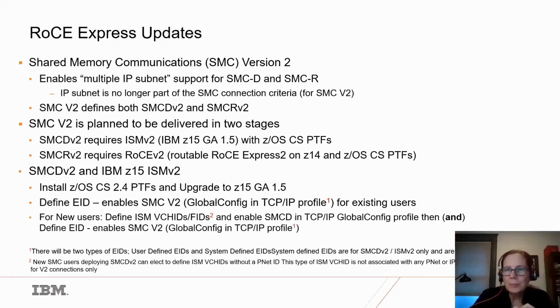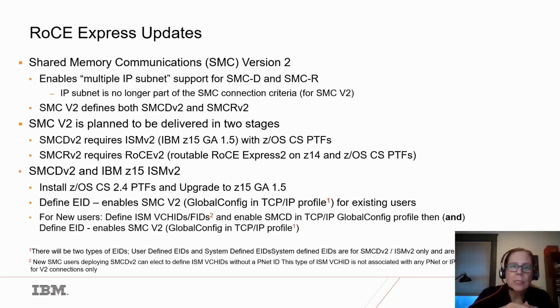For RoCE Express updates, we have some good news here. So we really needed to support multiple IP subnets, and this is something that we heard clearly from users. So we needed to support SMC version 2. And this SMC version 2 to support multiple IP subnets has been delivered in two pieces. One is for SMC-D for direct, and the other one is for SMC-R for routable RoCE.